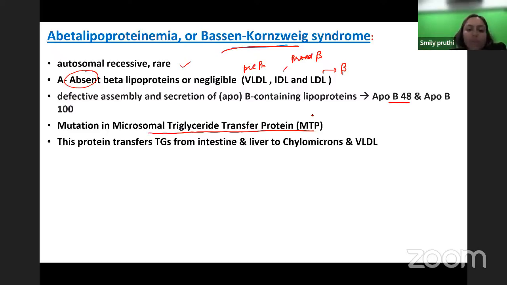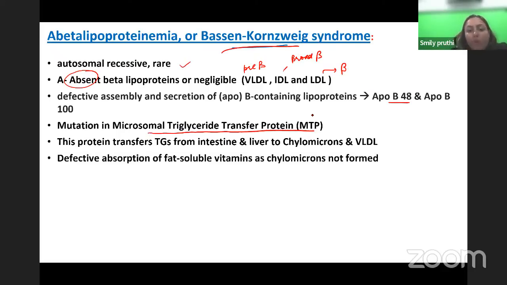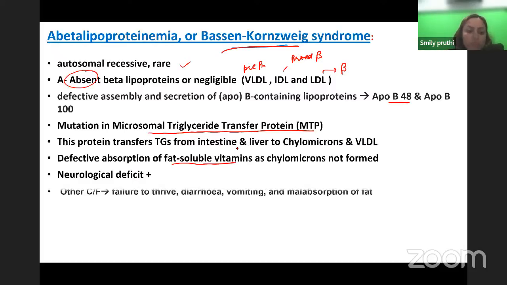So this protein transfers triglyceride from intestine and liver to chylomicrons and VLDL. So chylomicrons will also not be formed, right? Defective absorption of fat-soluble vitamins will also be there, because chylomicrons help in the absorption of fat-soluble vitamins. These patients also have neurological deficit. So in Tangier disease also, and in abetalipoproteinemia also, this neurological deficit is present.